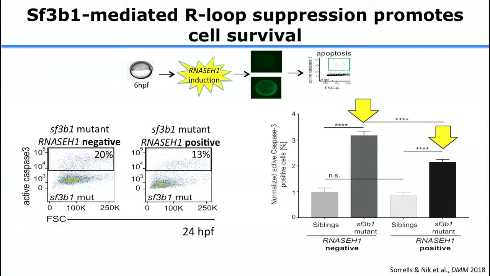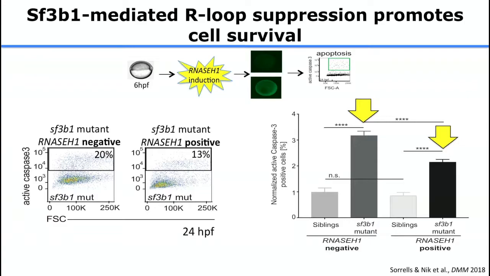In this case, we wanted a more quantitative assay, so we used flow cytometry to quantify the active caspase 3 levels. What is shown here is that upon RNase H overexpression, we greatly diminish the percentage of apoptotic cells in the Sf3b1 mutants. And we already know that this is mostly neurons, so we know that it's diminishing the neuronal cell death. So you'd asked about specific neurons.